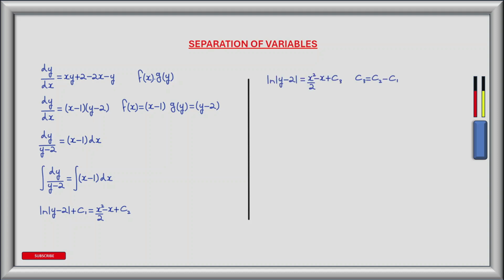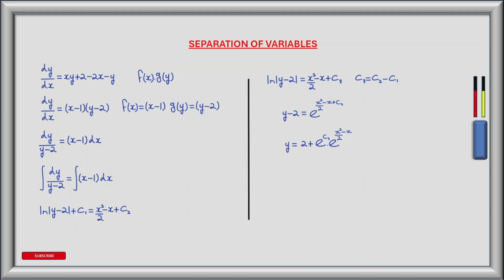We can now subtract c1 from both sides of the equation and let constant c3 equal c2 minus c1, and we're left with the natural log of the absolute value of y minus 2 is equal to x squared divided by 2 minus x plus c3. Exponentiating both sides, we're left with y minus 2 is equal to e to the power of (x squared divided by 2 minus x plus c3).